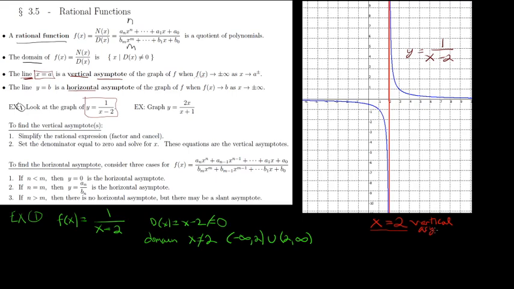So what makes it a vertical asymptote? Well, just looking at the blue graph, you can see that this curve gets closer and closer and closer to this line. You never get there, but you get very close to it. So essentially a vertical asymptote is a line that the graph, the curve, gets closer and closer to. In this case, x equals 2.